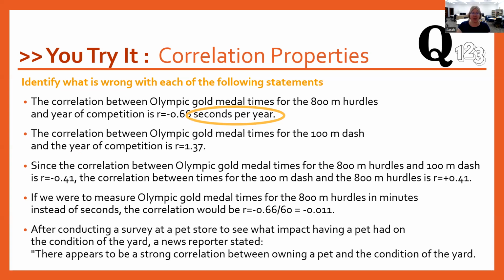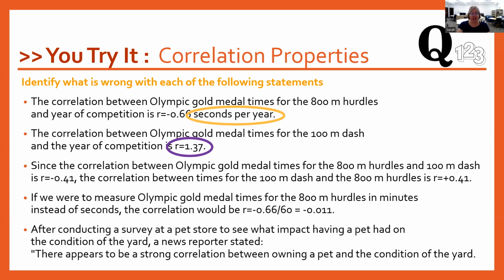The second one, the correlation between Olympic gold medal times for the 100-meter dash and the year of competition is R equals 1.37. So that one breaks rule number 5 because it is bigger than +1.